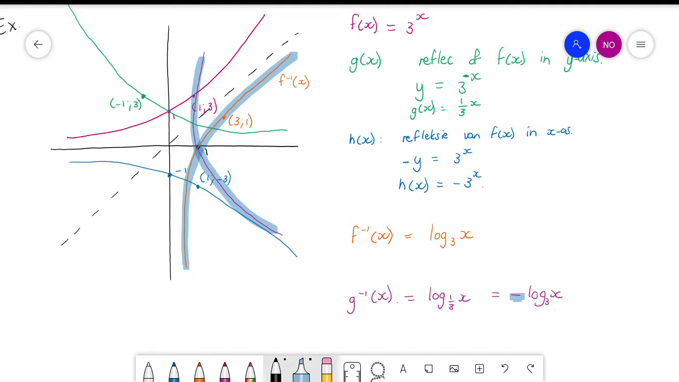Right? So the inverse of f and the inverse of g are reflections of one another in the x-axis. Why? Because with inverse functions, x and y swap around.